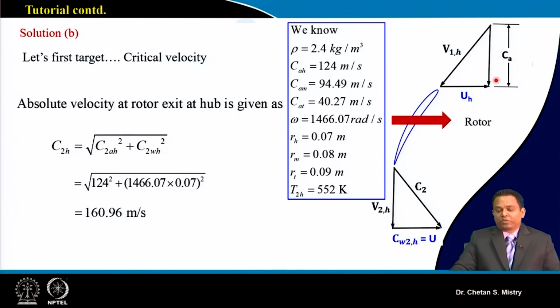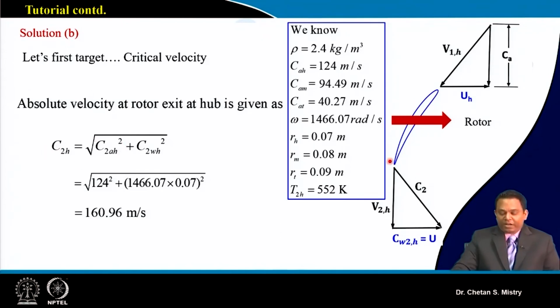Okay. So this is what it is at the hub, this is what is at my inlet, and this is what is at my exit. Now from our velocity triangle we are looking for critical velocity calculation. That means we are looking for the relative velocity component. In order to calculate our relative velocity component, we must know the other velocity components. So let's start with this.